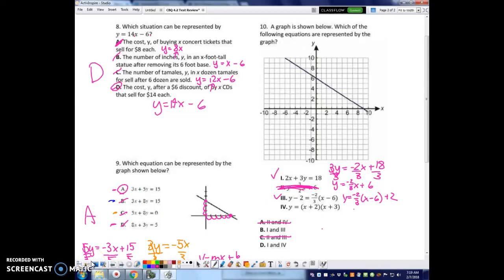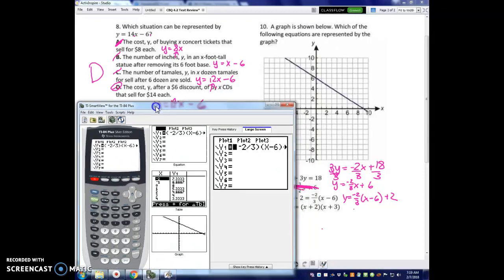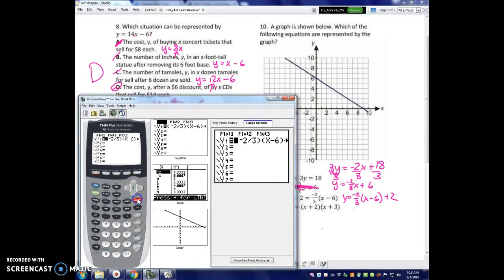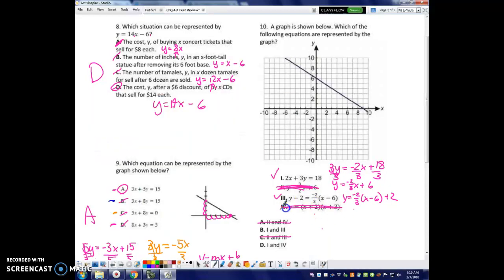All right, so finishing where we left off, we decided that 1 and 3 worked. We're just going to test 4 just to be sure. So y equals x plus 2, x plus 3. Graph it. That's a quadratic, so that's a definite no-no. Okay, so your answer is for 1 and 3.